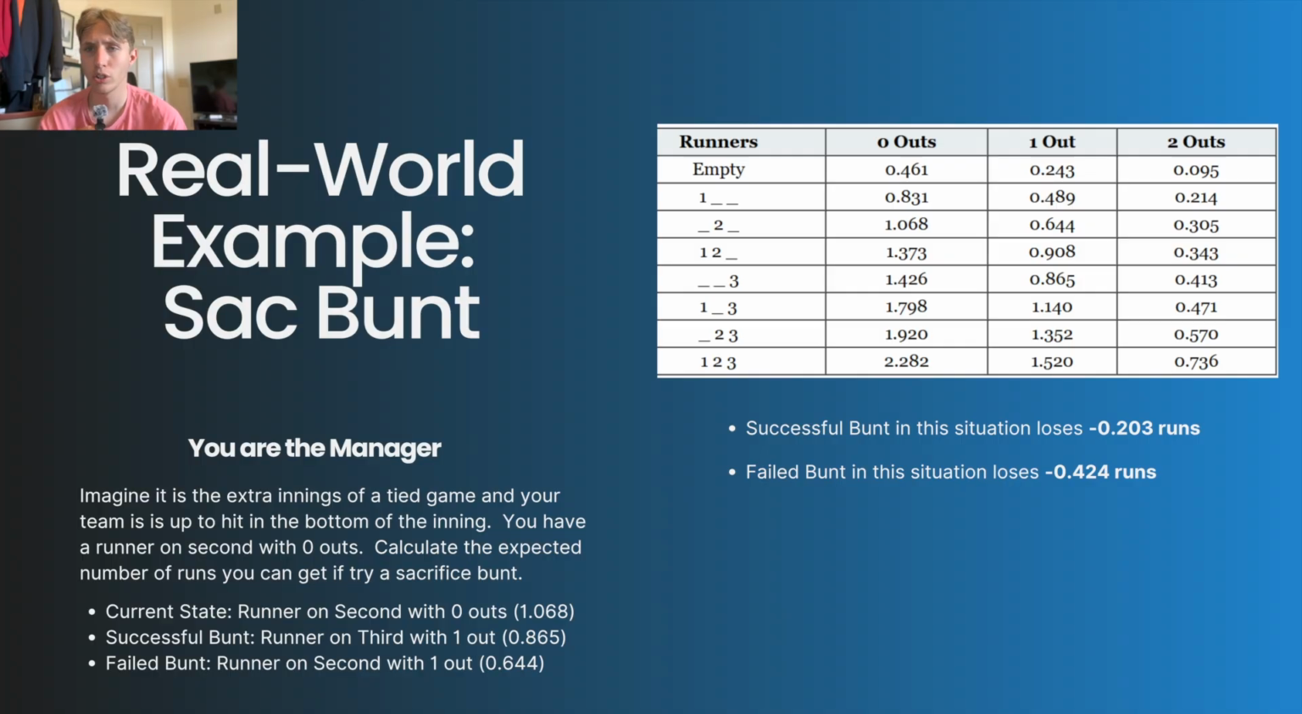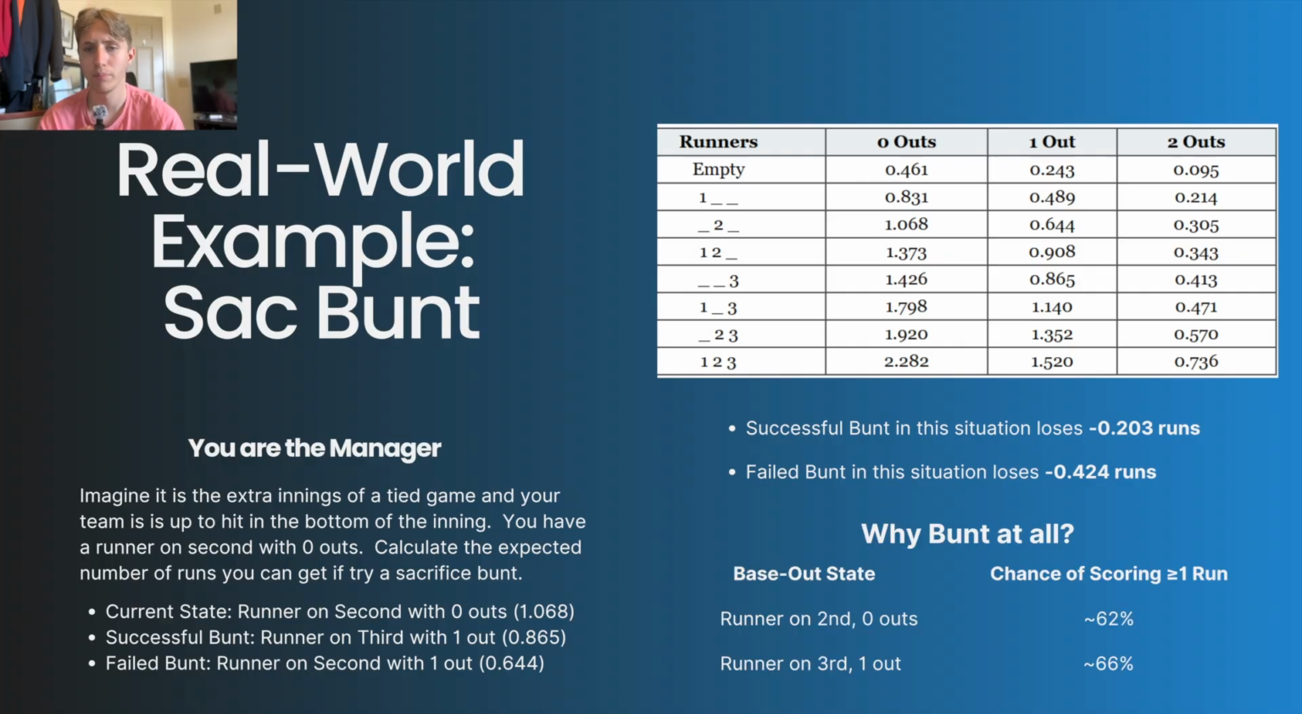But it comes down to what your goal is. In extra innings, you're often playing for just one run, to walk off and win the game. But here's where things get interesting. With a runner on second and nobody out, teams score at least one run 62% of the time. But with the runner on third and one out, that number jumps to 66%.